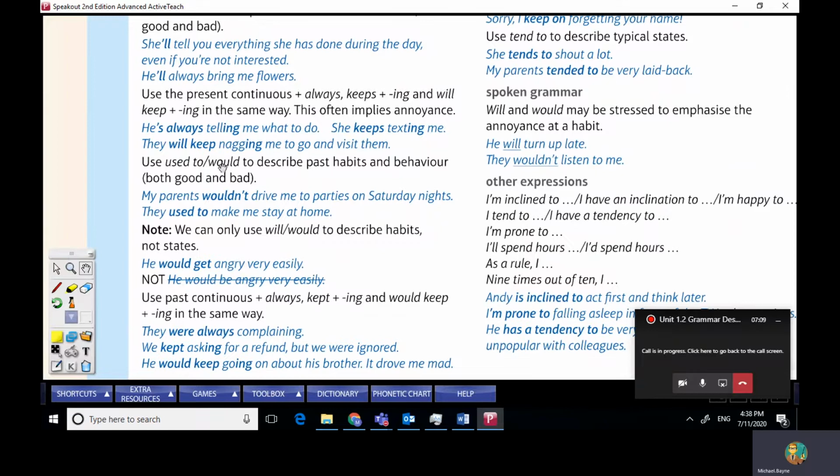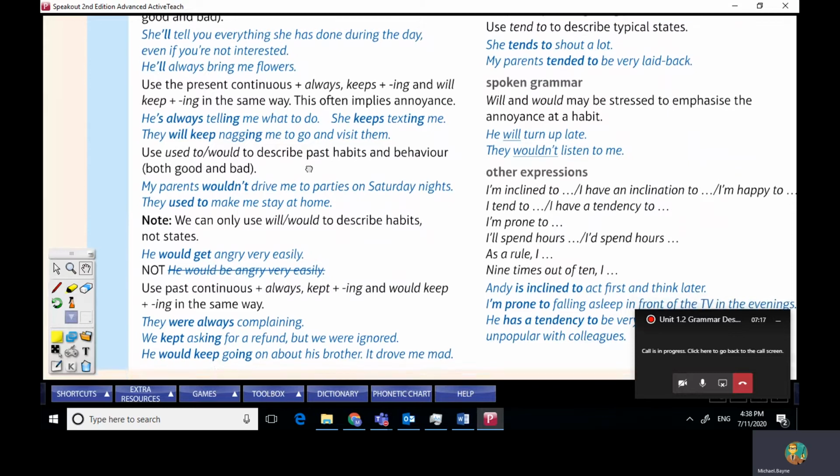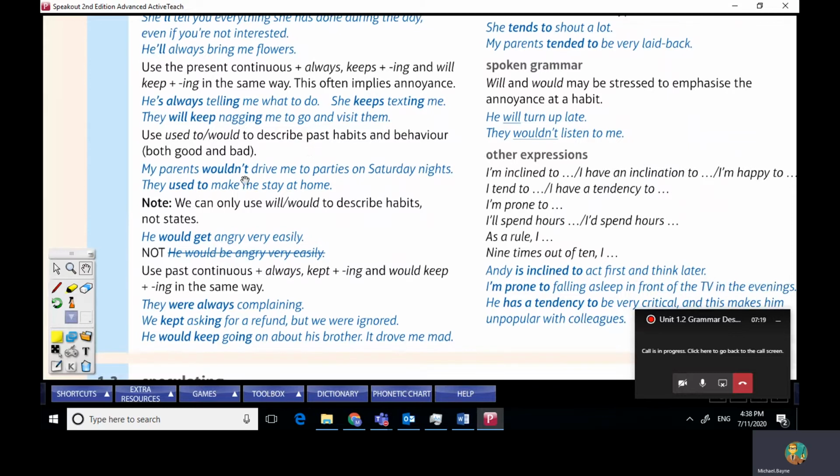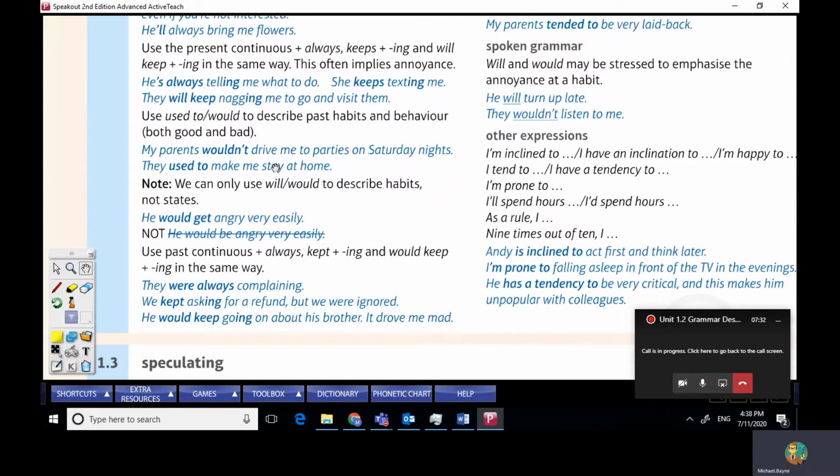Now, you guys have learned this one lots of times here at HTU with the Pearson program, using used to or would to describe past habits and behaviors. Okay, my parents wouldn't drive me to parties on Saturday nights. So that's just something that they wouldn't do often in the past. They used to make me stay at home. So again, it's a past habit, something that was a habit in the past.